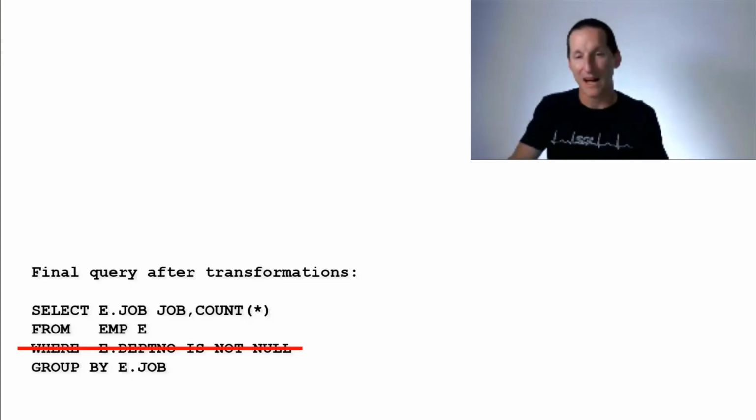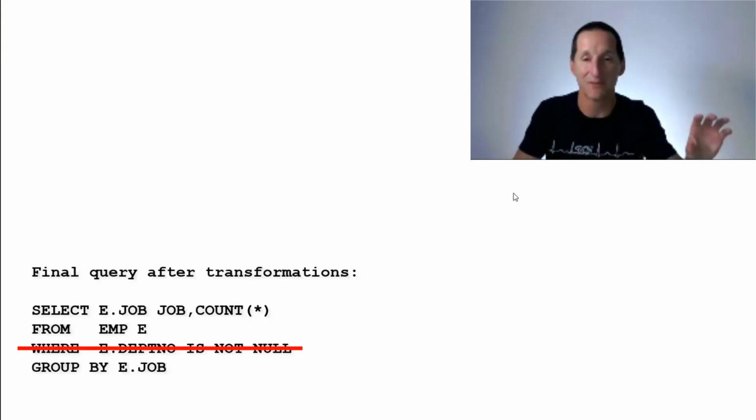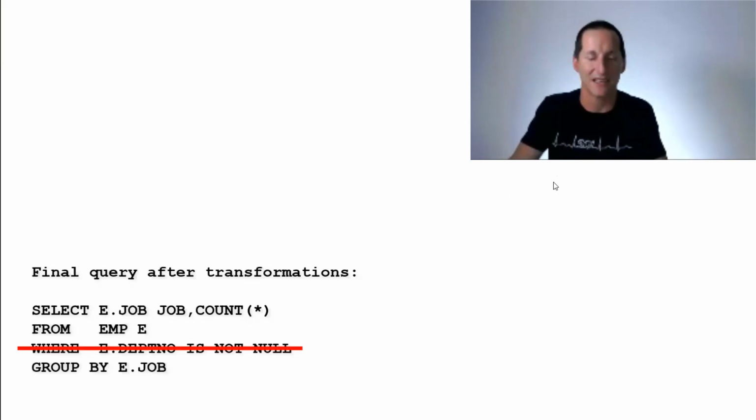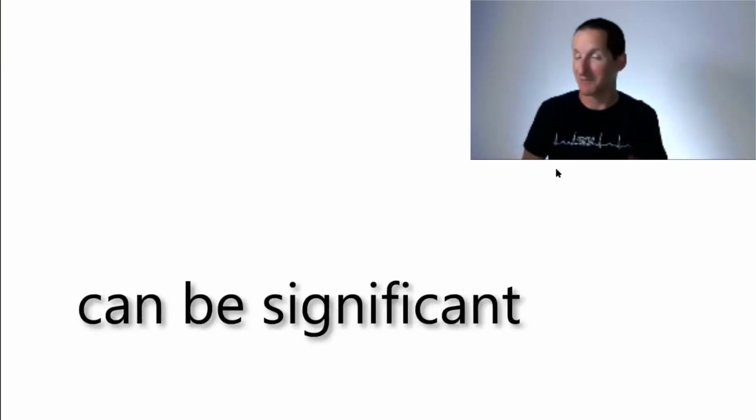If I'd made department number not null on my employee table, even that where clause would have disappeared. So we actually end up with an even simpler query, but I didn't add that extra constraint in this particular demo. The optimizer can do some amazingly significant things when you start considering really good declarative integrity constraints.